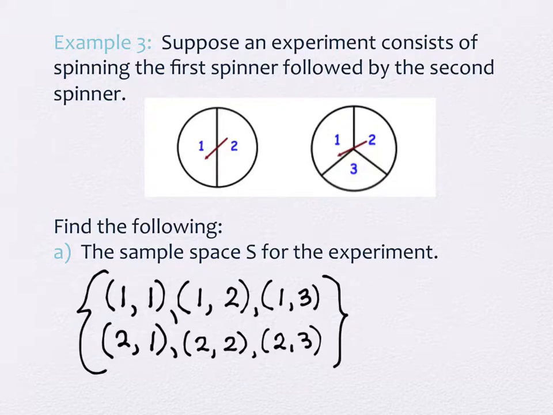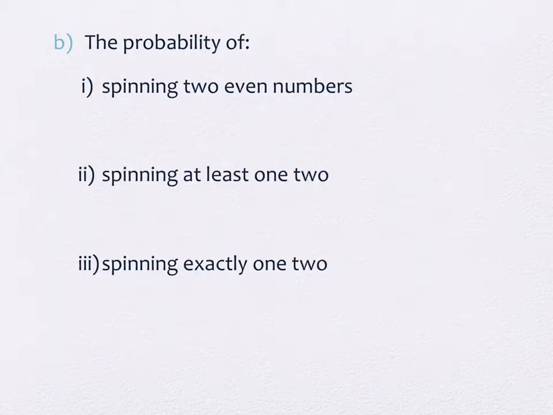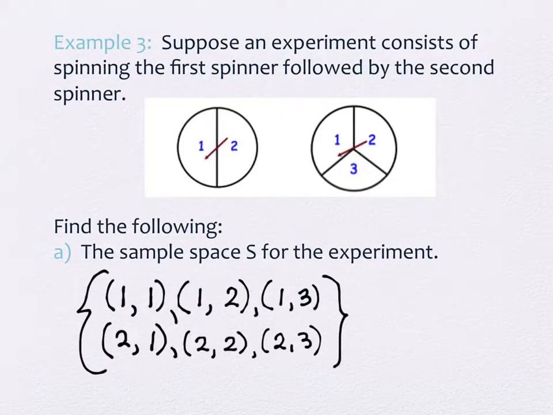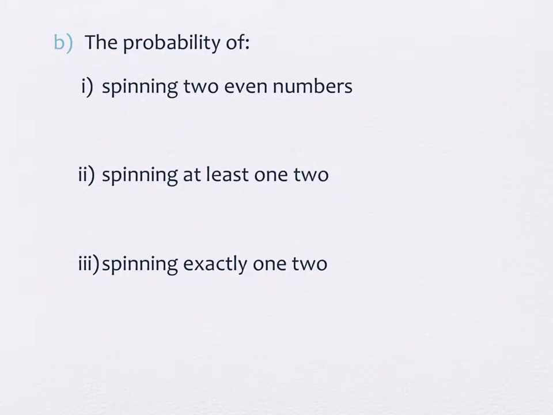And then on part B, it asks us to examine the results that we just wrote down. So taking a look at those results, I'll flip back and forth between my slides. It says, what's the probability of spinning two even numbers? 1 out of 6. The only one that does that's this one, right? Yeah. So it is a 1 out of 6 probability.